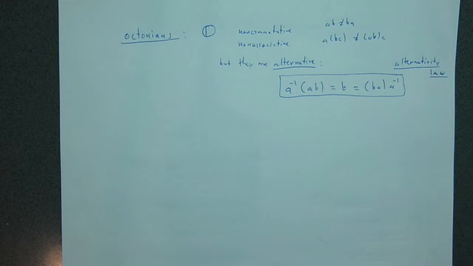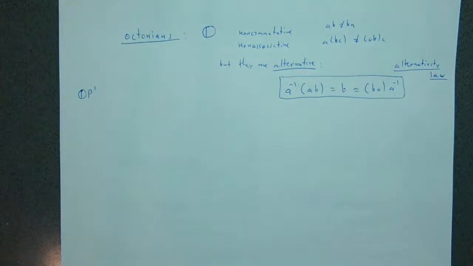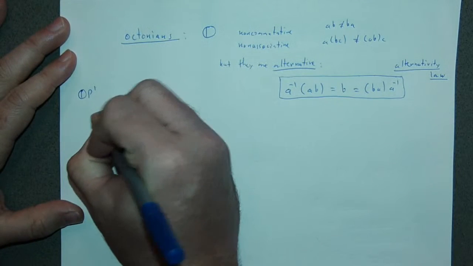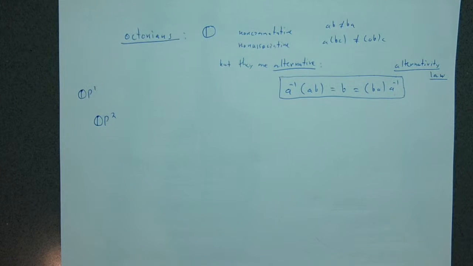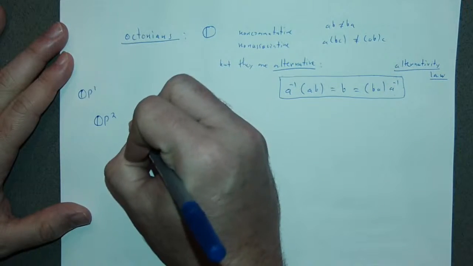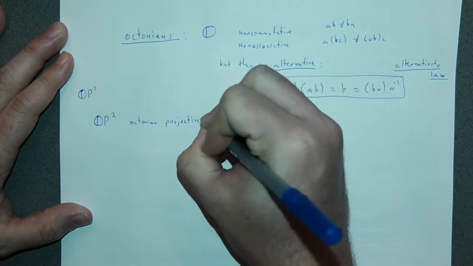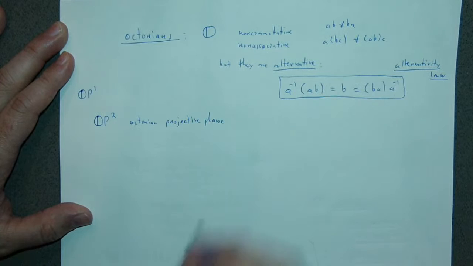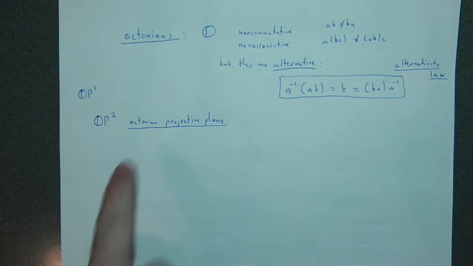Okay. Well, I can construct OP1, just like I constructed RP1, and even though I didn't mention it, I could construct HP1, that is, the Quaternion projective line. But I can also construct OP2. And when I construct OP2, this is the Octonian projective plane.